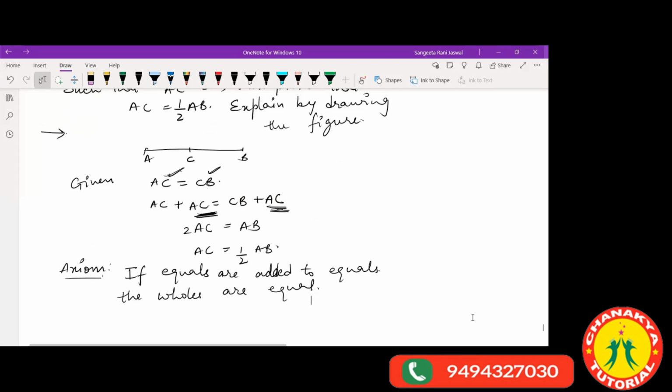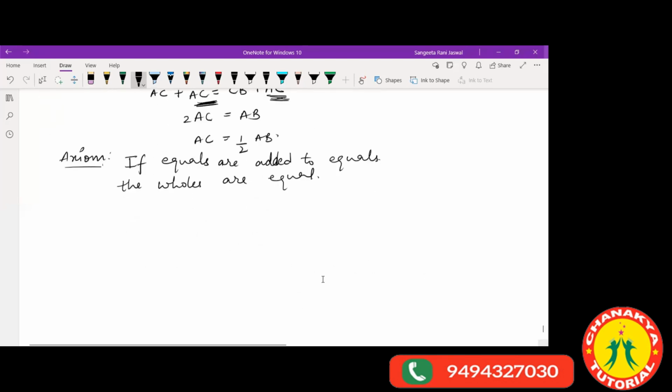Okay. So I hope you are understanding the things now. This was a small calculation, not calculation only, but you just had to make the things equal. So if equals are added to equals, the wholes are equal. Okay, let's take something more. Now, would you like to try some question? Shall I give you some question to try? Yes, ma'am. Okay, so please write down.